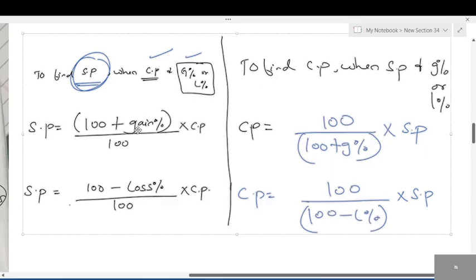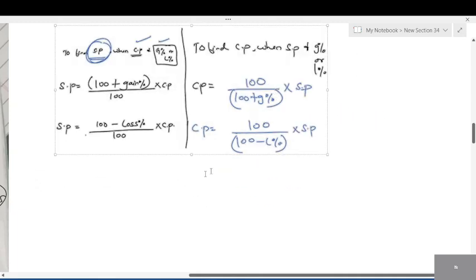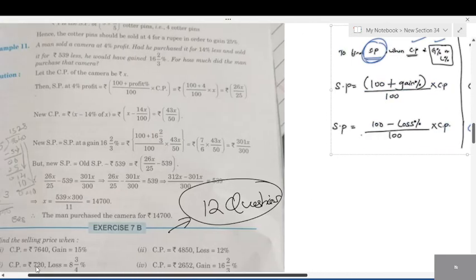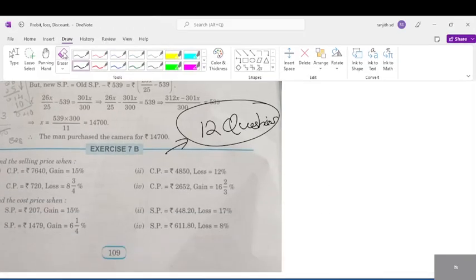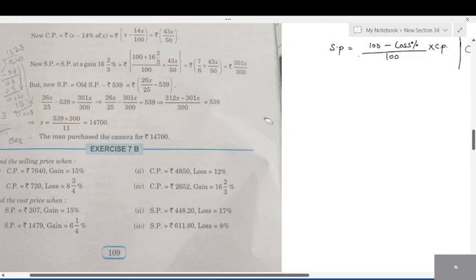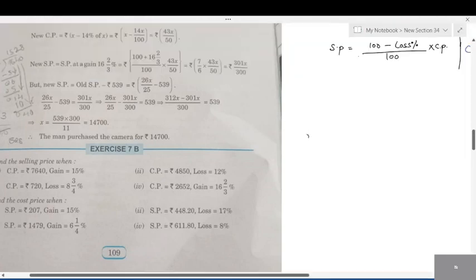The next, selling price, students. Selling price, remember whether it is loss or gain, it should be in the numerator. Fine. When we need to find the cost price, gain or loss should be in the denominator. First question, what do we need to find? Selling price, right? What are the two things given? Gain and cost price. See, selling price. If it is selling price, where the gain and loss should be, numerator or denominator?